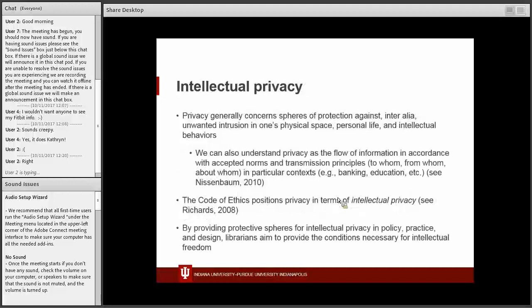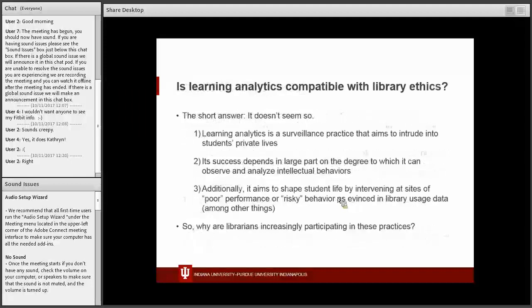So privacy generally concerns spheres of protection against unwanted intrusion in one's life, whether that's physical life or intellectual life or personal life. And the Code of Ethics talks about privacy in terms of intellectual privacy, and that's by Neil Richards. It argues that by providing protective spheres for intellectual privacy in policy, practice, and design, librarians aim to provide the conditions necessary for intellectual freedom.